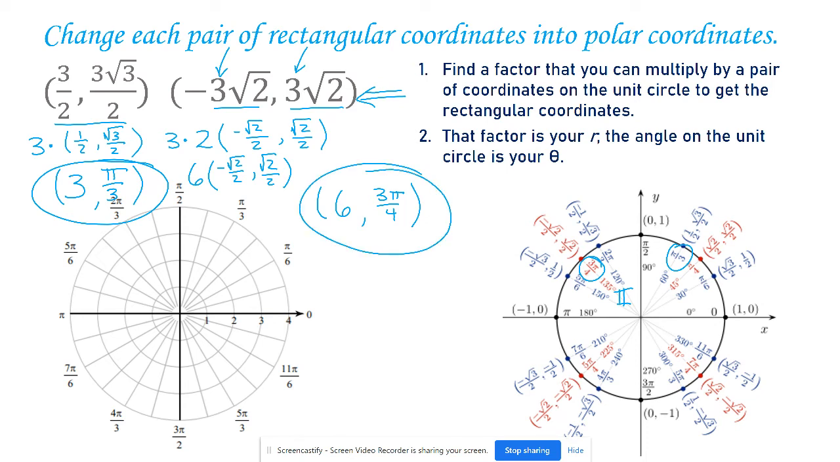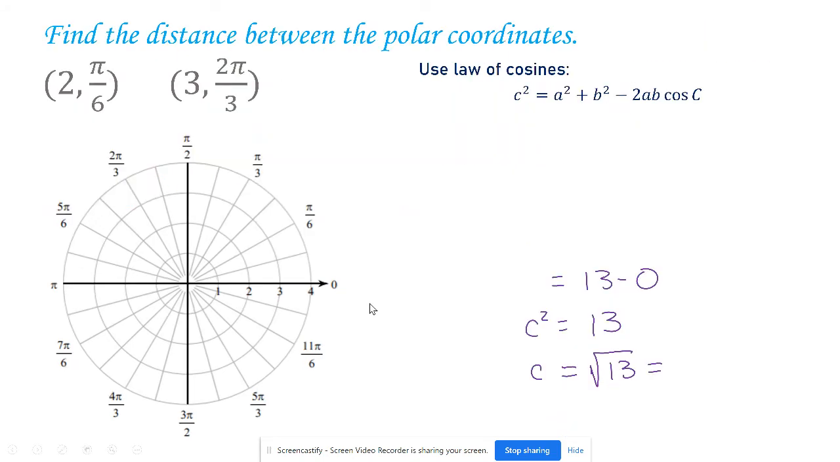So I think this is the hardest thing we're doing with polar coordinates, going from rectangular to polar. So we can go over this some in class on Wednesday too if you're struggling with this. This I do think is the most difficult thing. We do have one more thing to go over though, and the last thing we're going to go over is finding distance.